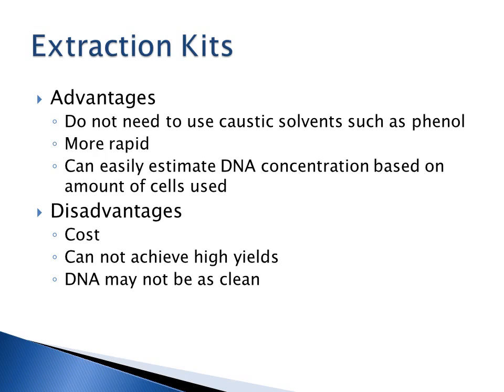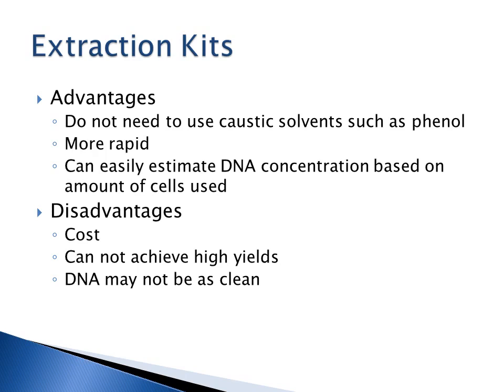So the advantages and disadvantages of using DNA or RNA extraction kits, which you can buy. The advantages are that they don't use toxic organic solvents such as phenol or chloroform. They're much more rapid. You can do an extraction in about 20 minutes, whereas phenol chloroform extraction takes a couple of hours. You can easily estimate your DNA concentration based on the amount of cells you use before you actually start the extraction.